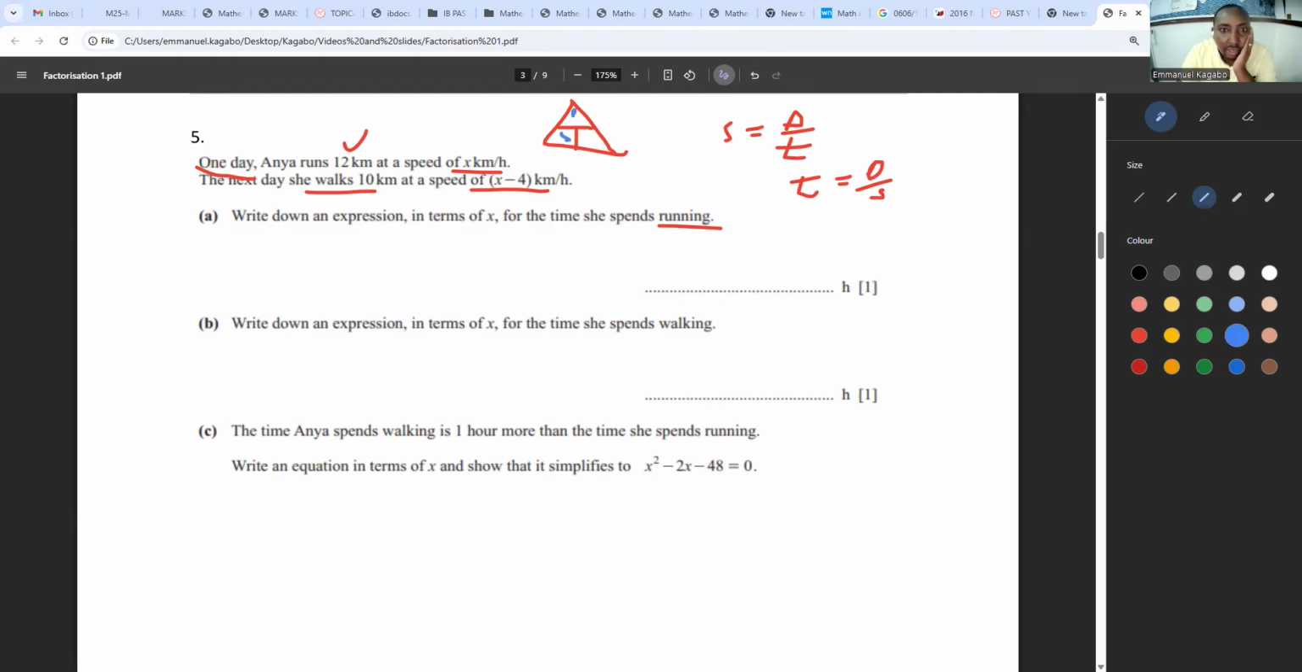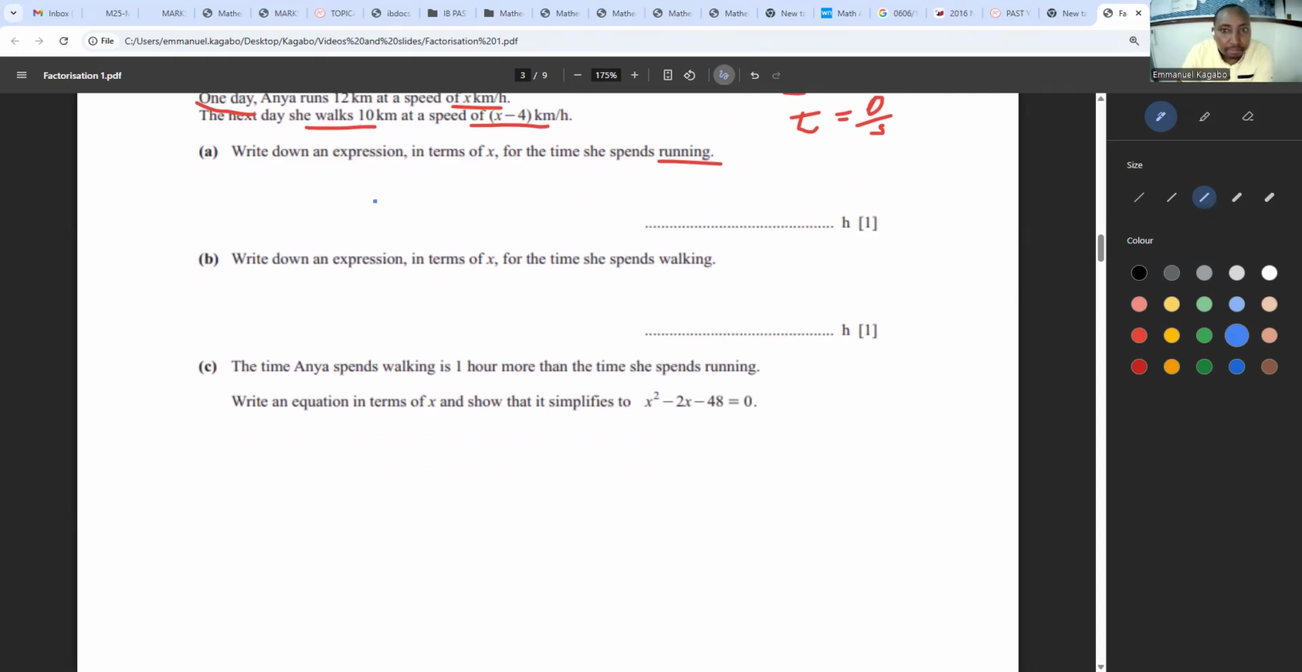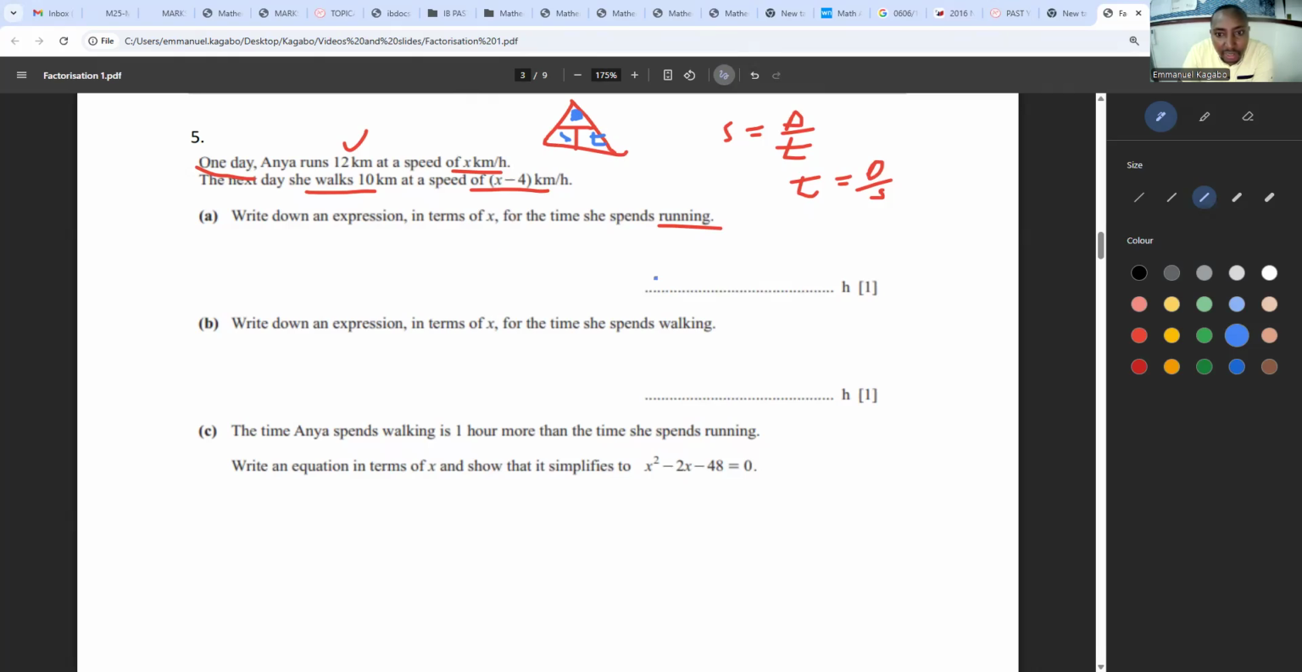Speed is equal to distance over time. Meaning if I'm looking for time, it will be distance over speed. This is distance, guys. Okay, good. Now, meaning here, time will be equal to distance. What's the distance covered? 12 over speed, which is x, right? One mark, and I'm done.